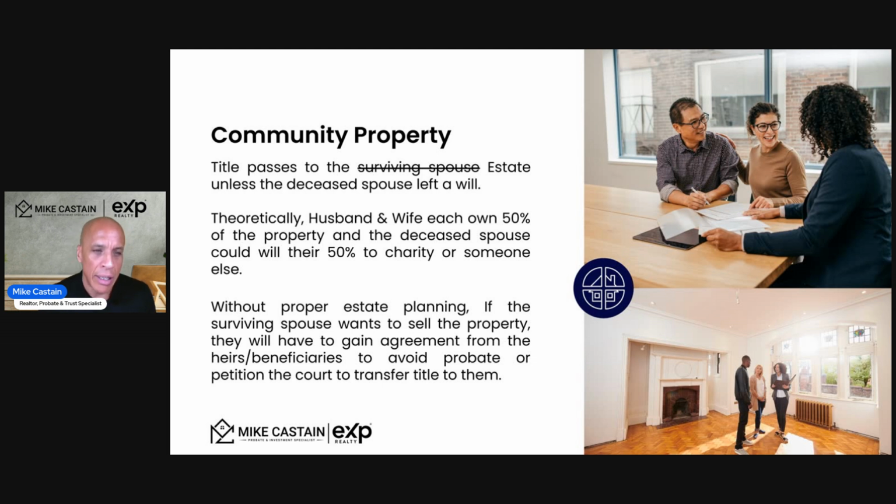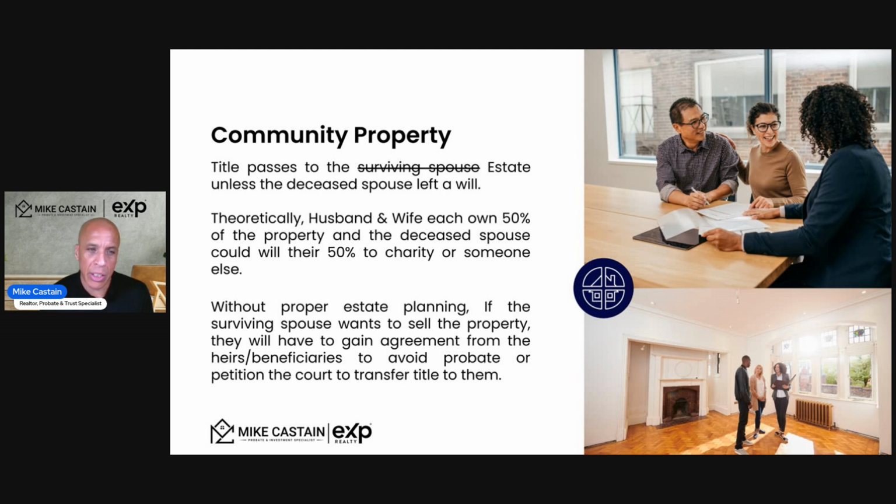Now, here's the caveat regarding community property. Theoretically, a husband and wife each own 50% of the property, and the deceased spouse could actually leave their 50% to somebody other than the surviving spouse, such as another individual or a charity. And when that spouse passes away, then the surviving spouse would own 50%, and the person or entity that the deceased spouse willed that to would own the other 50% of the estate.